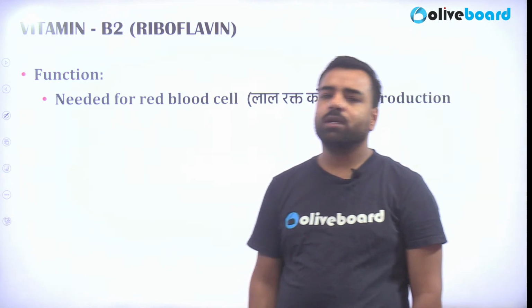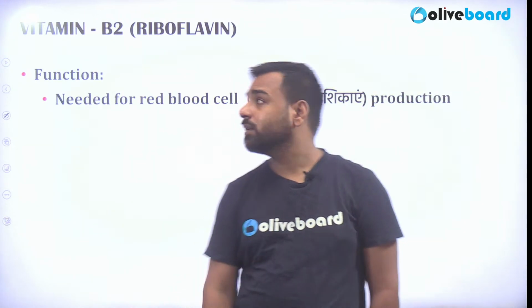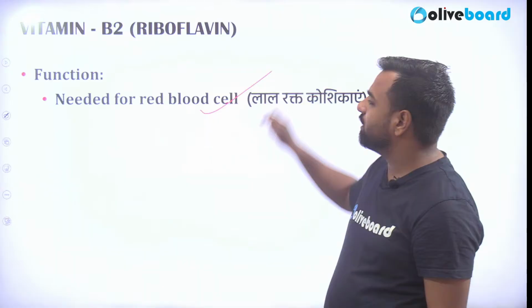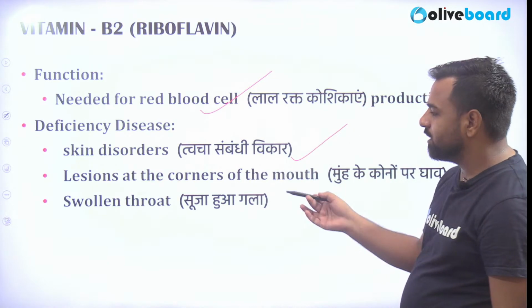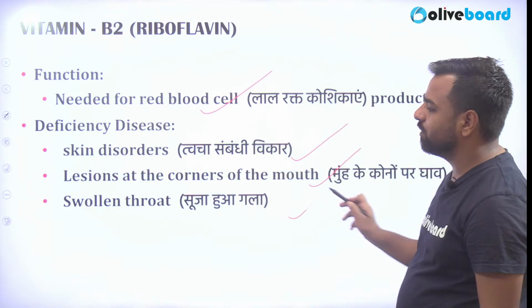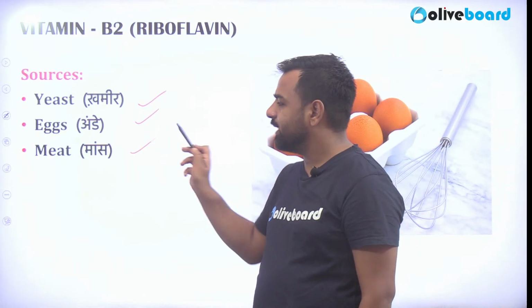What about B2? The chemical name of B2 is riboflavin. Here it's needed for red blood cell production. Its deficiency leads to skin disorders, lesions around the corners of the mouth and a swollen throat. The sources are yeast, eggs and meat.